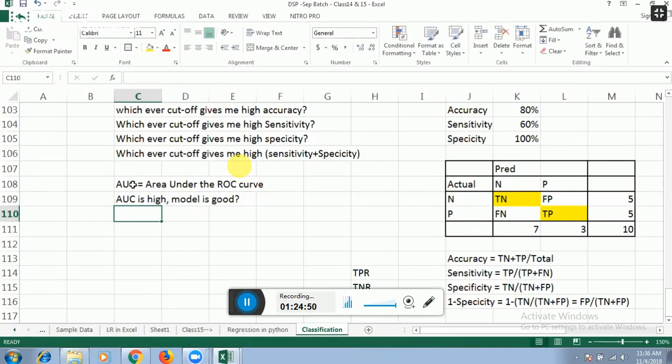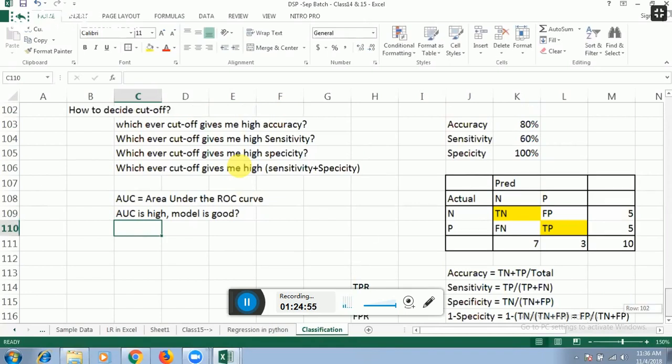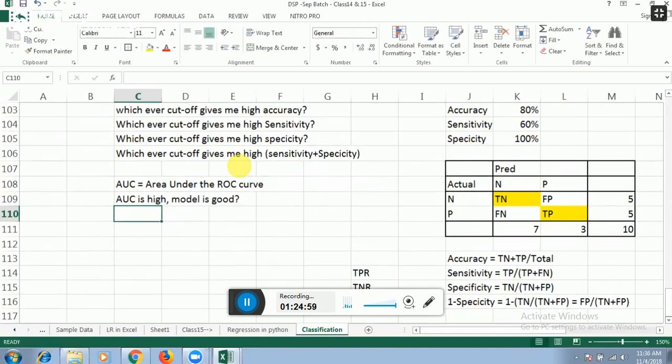Right? So any questions on this? Okay. So there are, Chandra? One second. There are 2 sets of metrics I was talking about.